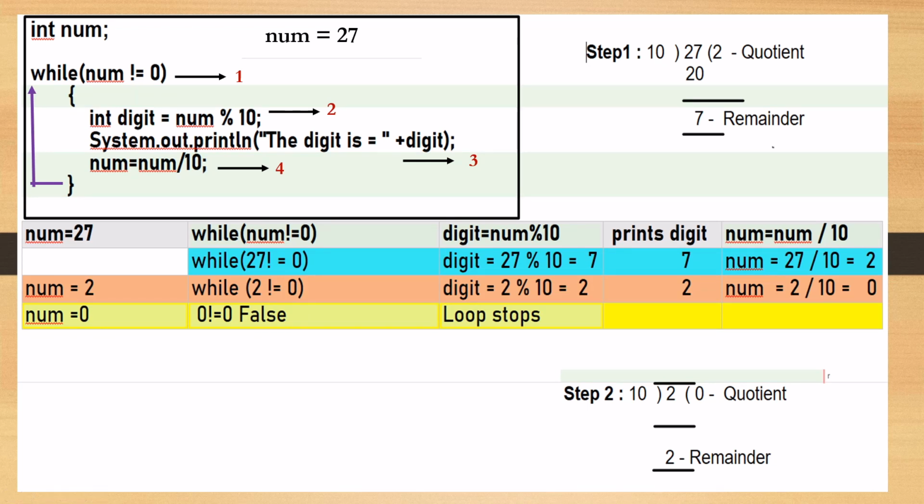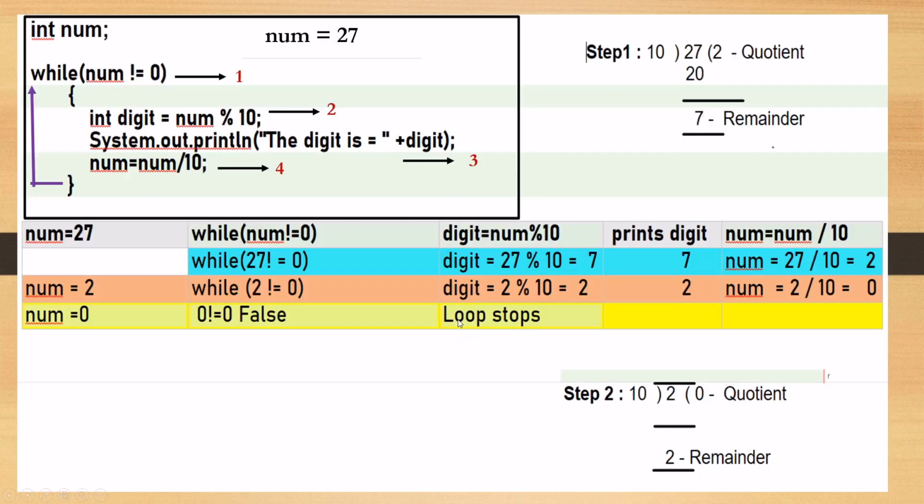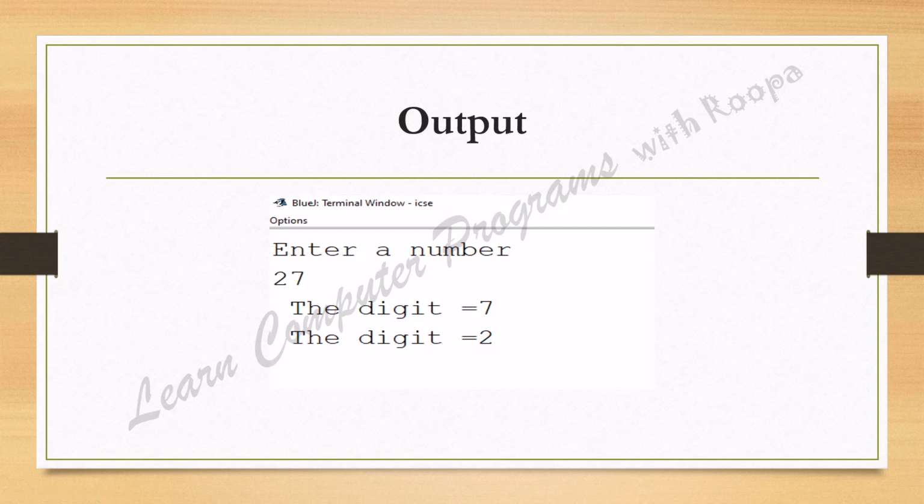This logic is very important in many of your number problems, as I said earlier. Now let us see the output when you run the program which I showed you earlier. So this is the output that you get. When I enter the number 27, you get the individual digits, that is 7 and 2. You may observe here, first 7 is printed and then 2 is printed. Because when we do a mod 10, the last digit of the number is extracted first. And then the tens place is extracted. Okay, so hope you understood this program.